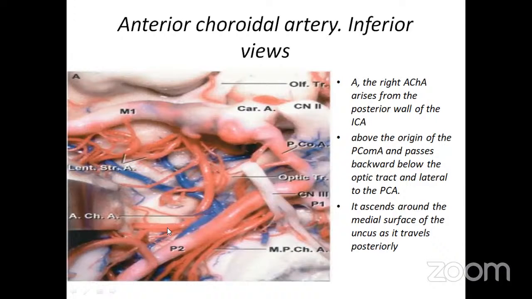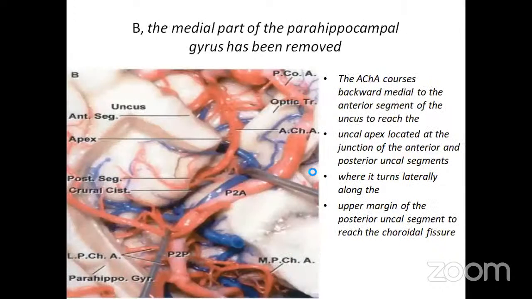As it is going posteriorly, this is the uncus, the temporal lobe. The uncus has been retracted. This retractor has been placed on the uncus. Now, in this image, the medial part of the parahippocampal gyrus has been removed. This is the parahippocampal gyrus that has been removed, and the view has been extended.